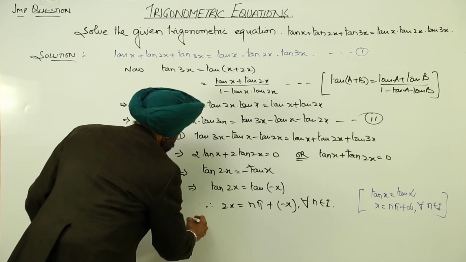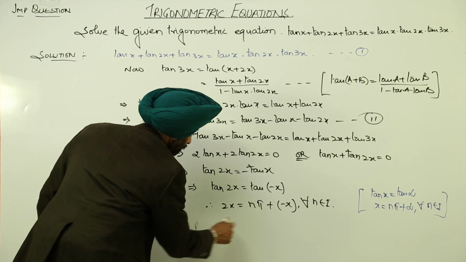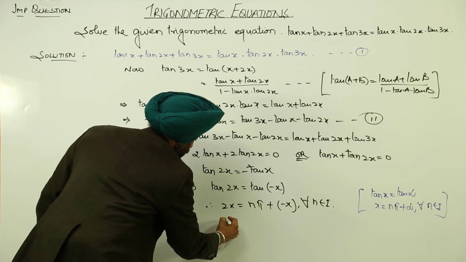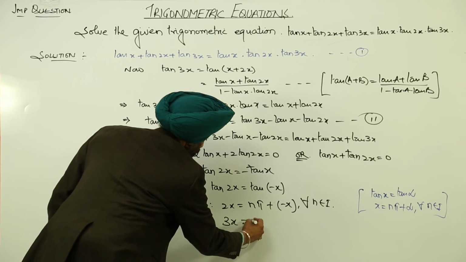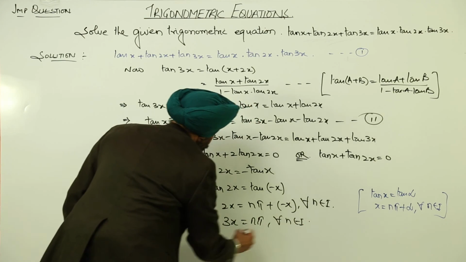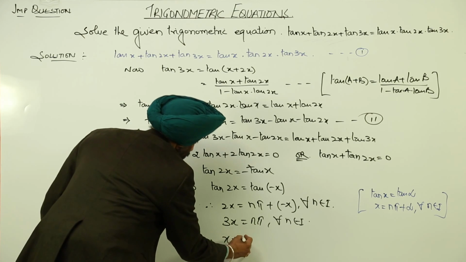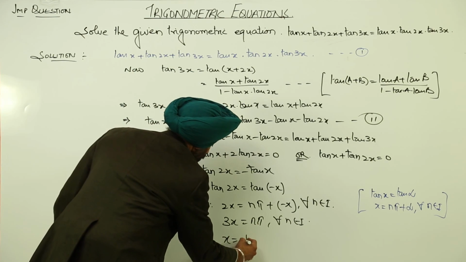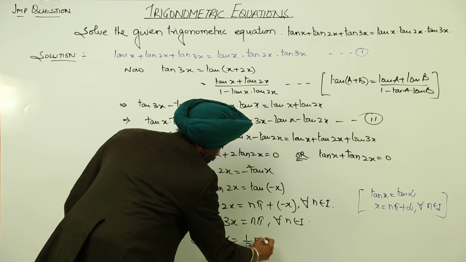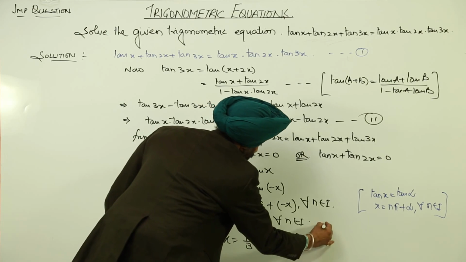Hence, we can do one more thing, we can just shift this to this side. So we are having 3x is equal to n pi for all n belongs to I, hence x is equal to 1 upon 3 n pi for all n belongs to integers. Answer.